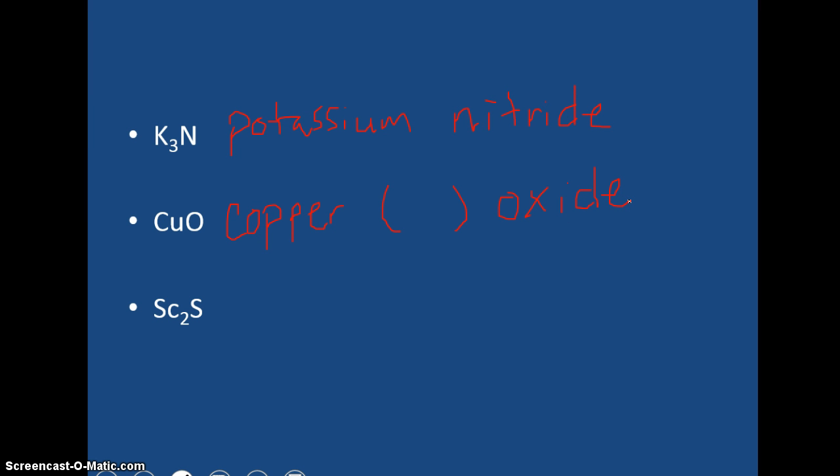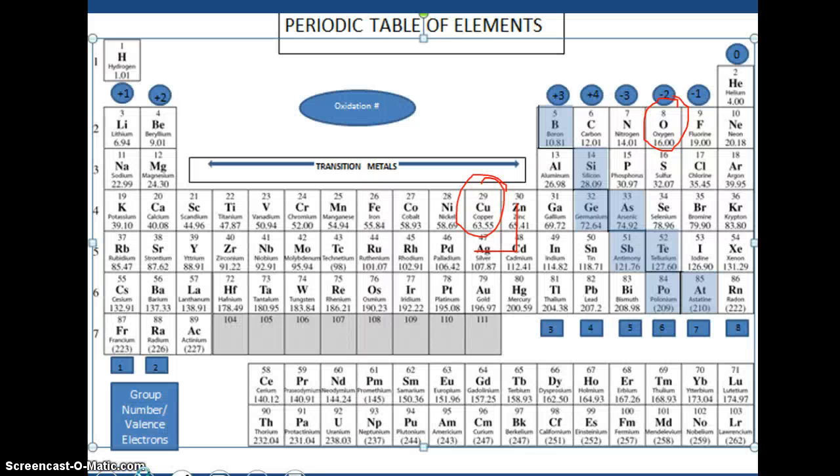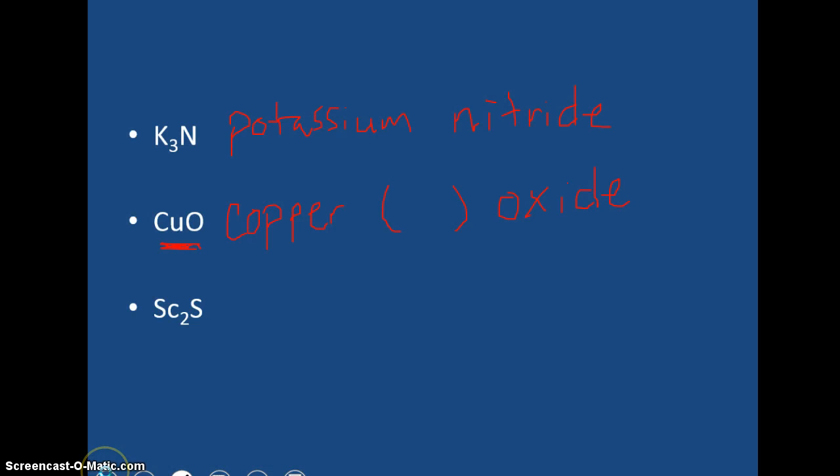Okay, now we need to figure out the Roman numeral. Notice that there aren't any subscripts. So that means whatever the charge of oxygen is, that's going to be the Roman numeral that goes into it. Looking at oxygen, oxygen is a -2. So that means Roman numeral 2 needs to go in parentheses. Pause and try to do the last one by yourself.